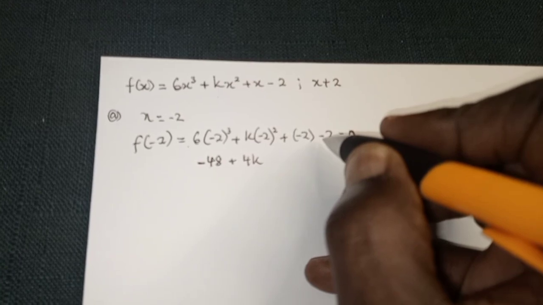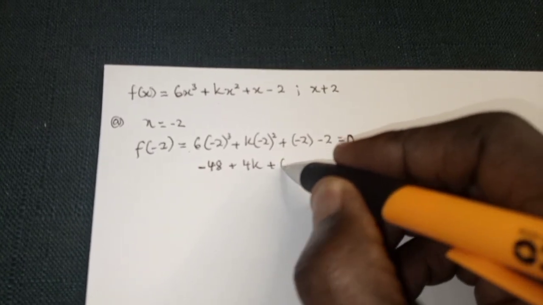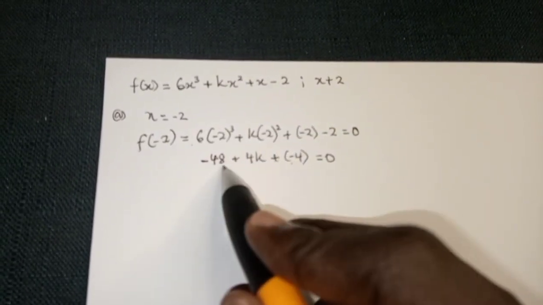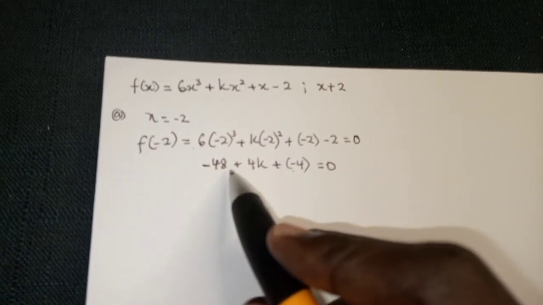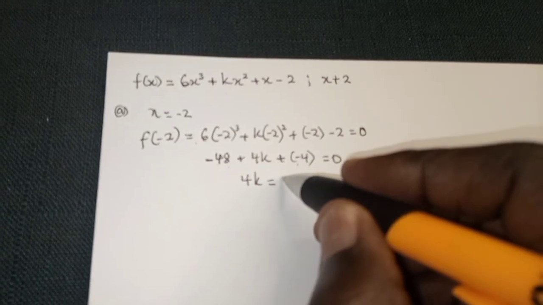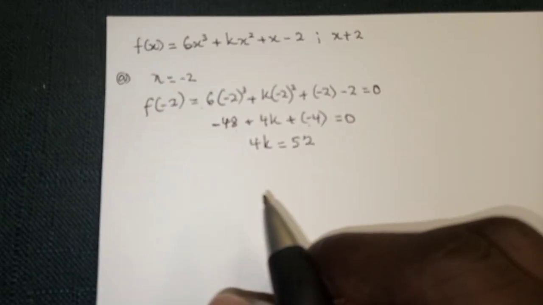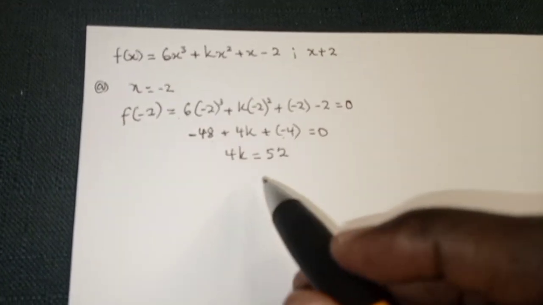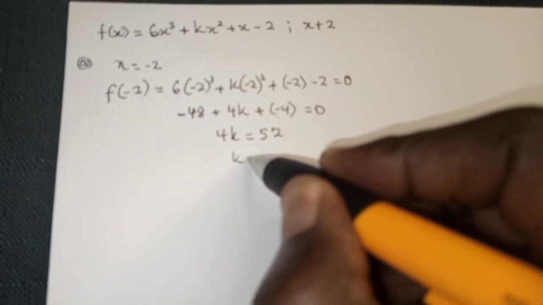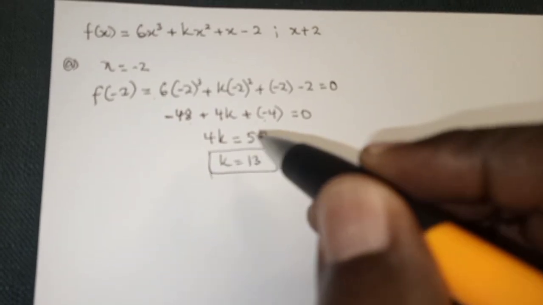This, you open the bracket to solve, so you have -4 equals 0. You may simplify this and this, that will give you a -52, taking the inverse, so you have 4k equals +52. So we can simplify this by dividing through. So we have k equals 13, and this will be the value of k.